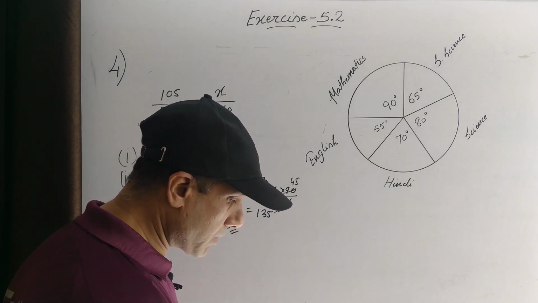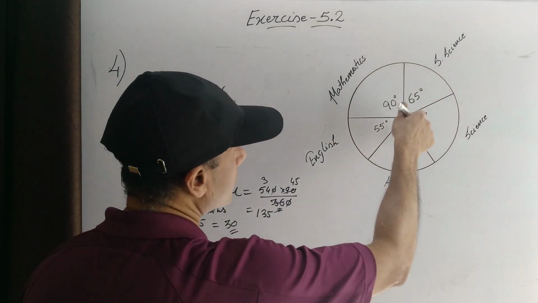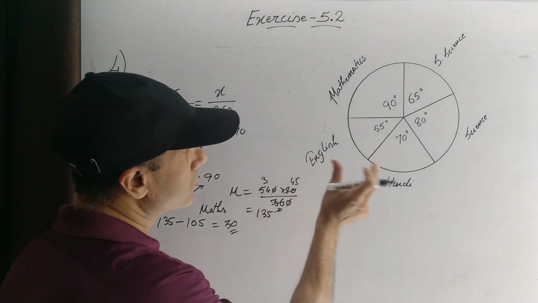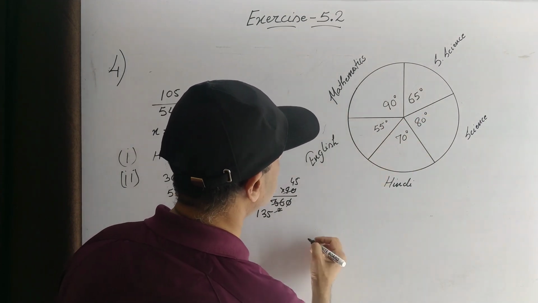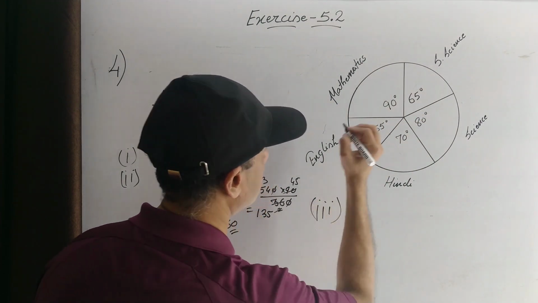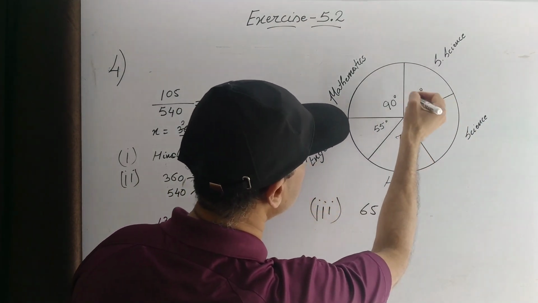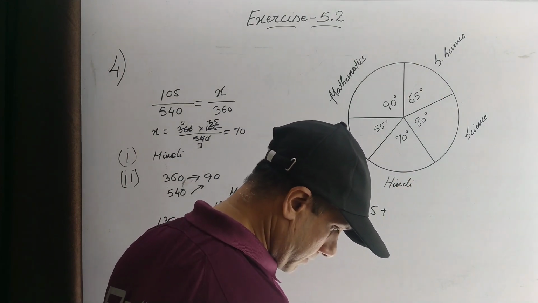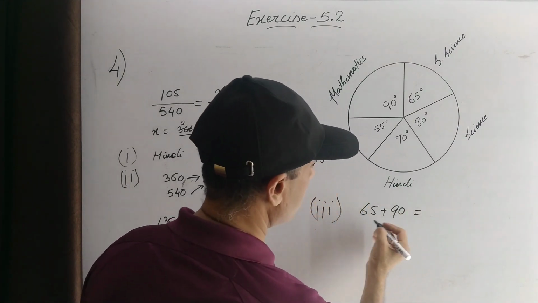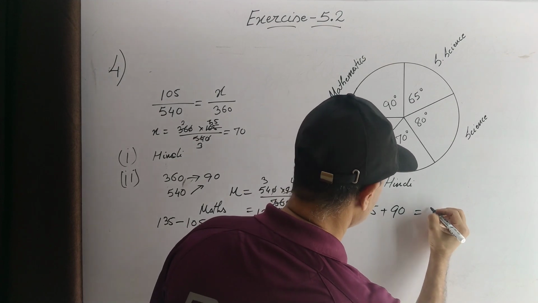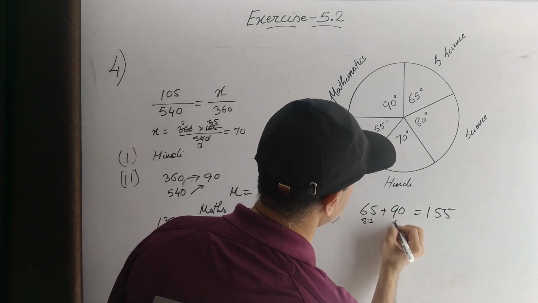Question 3. Examine whether the sum of marks obtained in social science and mathematics is more than science and Hindi. We have to just check whether the marks obtained in two subjects were more than the other two subjects. So from this pie chart we can discern that social science, 65 degrees is the central angle, plus mathematics, that is 90. So this is 155. This is social science and this is maths.